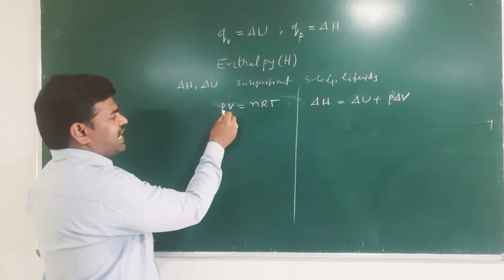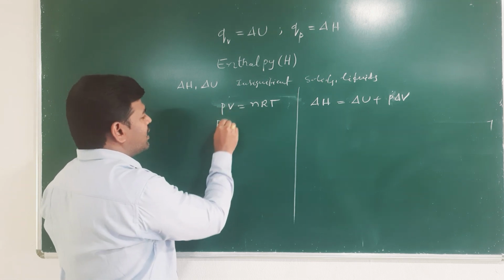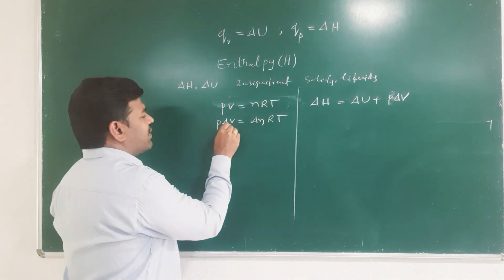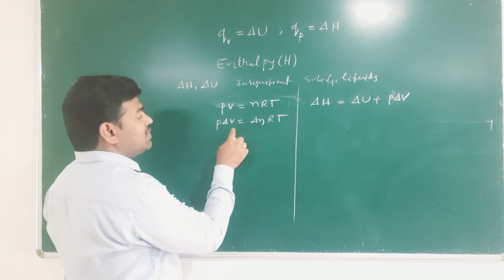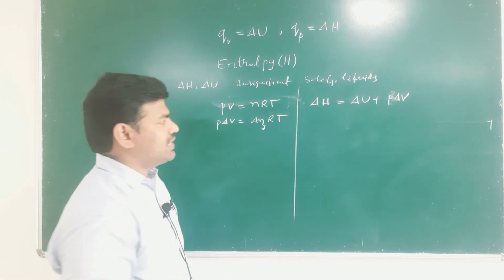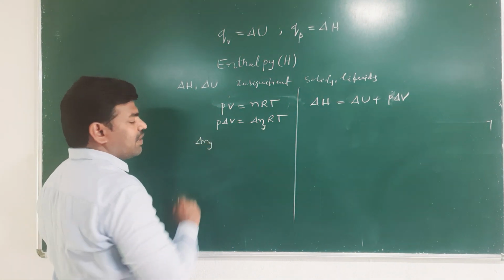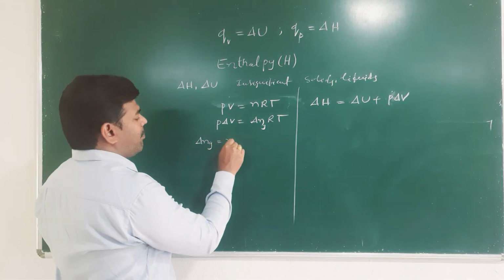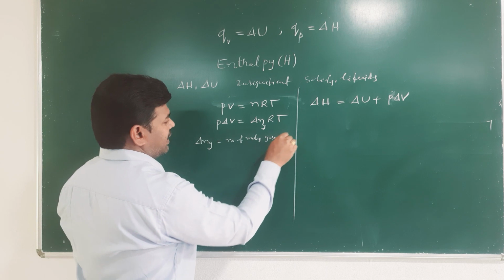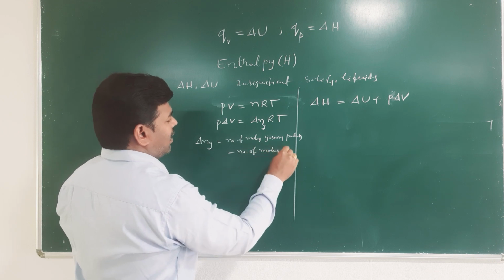So for gaseous reactions, with the ideal gas equation PV is equal to nRT, we can write P delta V as delta n RT. That is, in case of gaseous reactions, volume change takes place in terms of the number of moles of products and the number of moles of reactants. So delta Ng is the change in number of moles of gases, that is, the number of moles of gaseous products minus the number of moles of gaseous reactants.